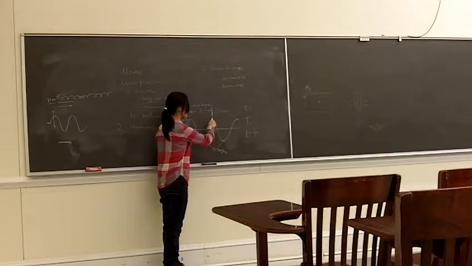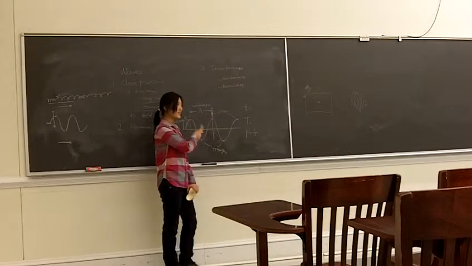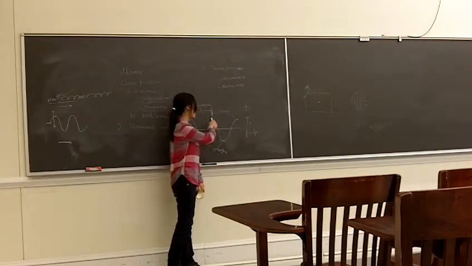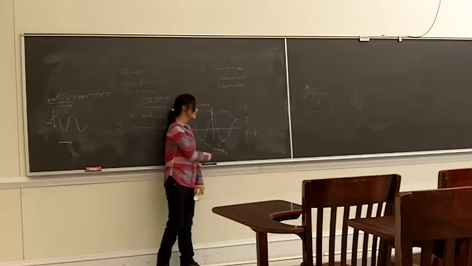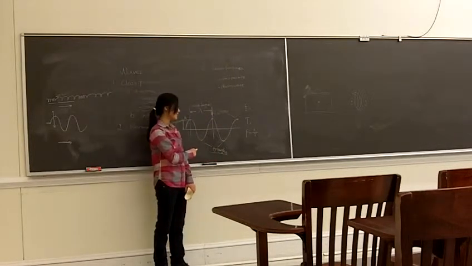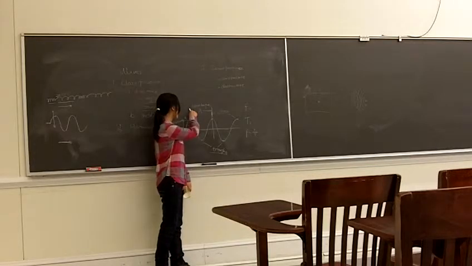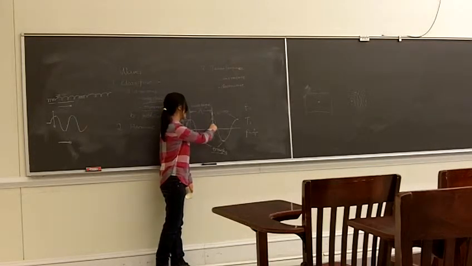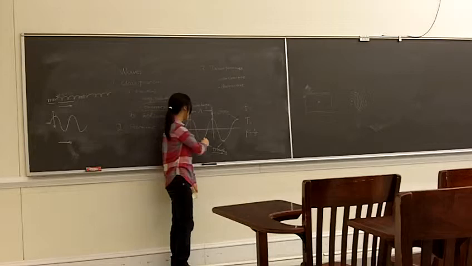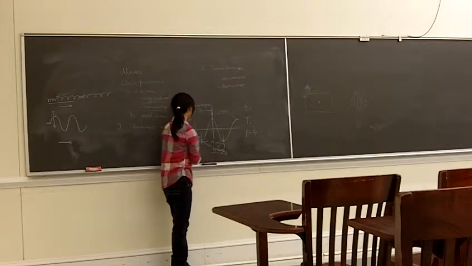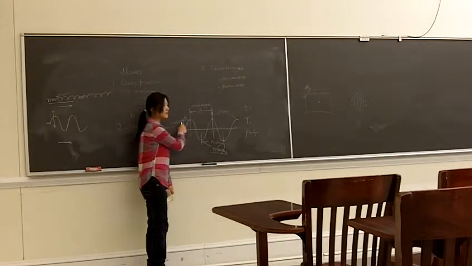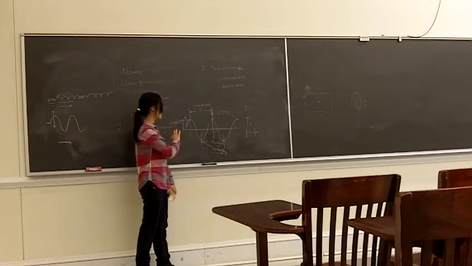The points with maximum upward displacement on the wave are called crests, and the points with the maximum downward displacement are called troughs. The wavelength lambda is the distance between two consecutive crests or two consecutive troughs. This is lambda. And the amplitude A is the maximum displacement of a wave.